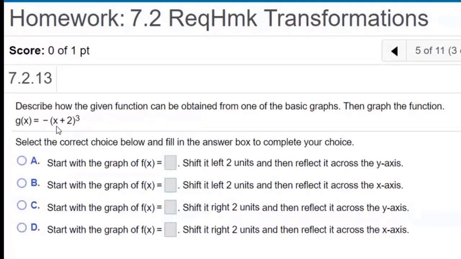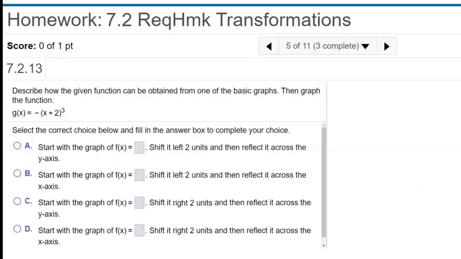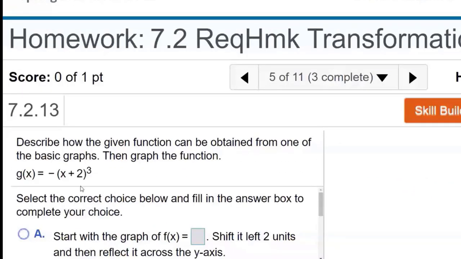Okay, now we've got another. Oh, we've got X to the third. Doesn't matter. Look at that. Here's your X. Let me make this bigger. You've got X plus 2 in parentheses cubed. So your basic function is going to be X cubed. The minus in front turns it upside down, which is a reflection across the X axis. And the plus 2 on the inside in the parentheses with the X is going to shift the graph either left or right, and this plus is going to shift it to the left, not what you would expect.